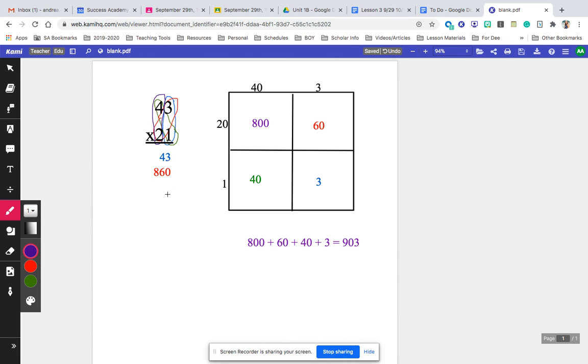Then standard algorithm, same thing, right? I want to add these two products together. So 3 plus 0 is 3. 6 plus 4 is 10. So I'm going to carry the 1 and put the 0 down here. And 8 plus 1 gets us to 903. So we got the same answer both times. So I know I did it right. And I like to do the little check just to confirm that, yep, I did do it the right way.